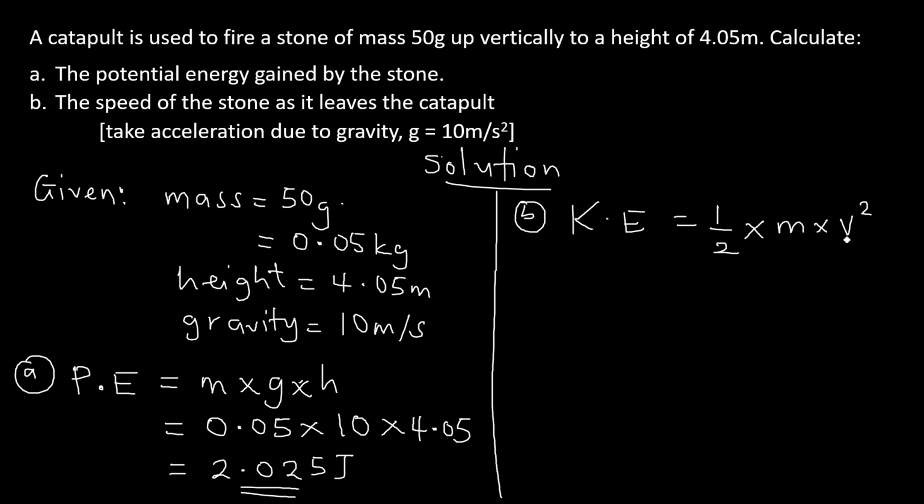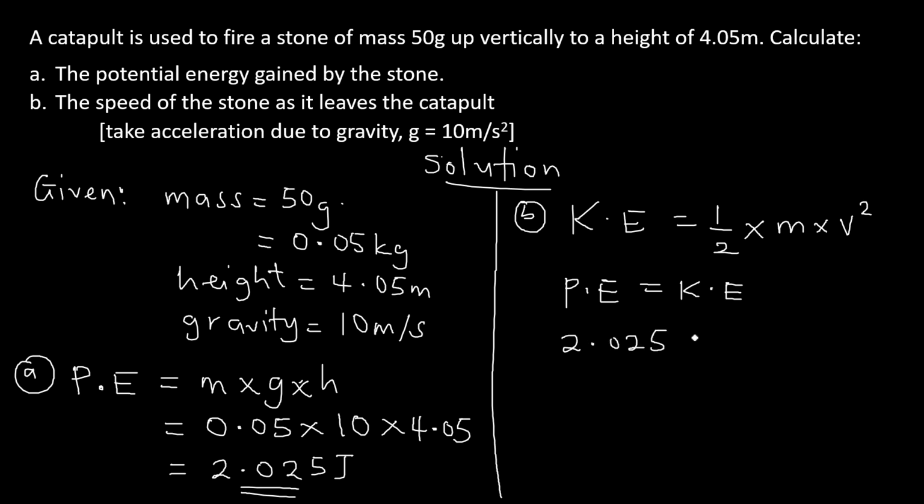But the good news is we know the value for the kinetic energy simply from the application of conservation of energy. You see, right before the stone leaves the catapult, the entire potential energy of the stone, which we've just calculated, is converted to kinetic energy. That is one interesting fact. Just before the stone leaves the catapult, the potential energy, which is 2.025 joules, is converted to kinetic energy. The whole thing is converted. That means as the stone leaves the catapult, the kinetic energy is also 2.025 joules.